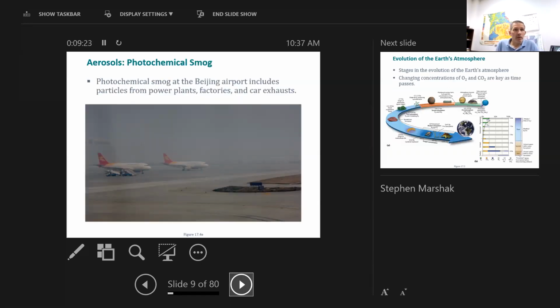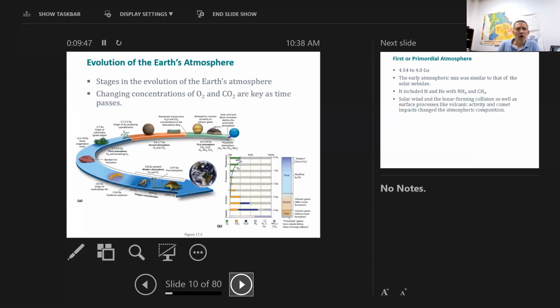Now, some of these aerosols can be a bit of a problem because if we have too many of them, they can produce photochemical smog. And again, this can be problematic. Ozone is also directly associated with this photochemical smog, which is an irritant for people at the Earth's surface. Now, when we look at the atmosphere, that 78% nitrogen, 21% oxygen is currently what we have here. But that's not always the case.